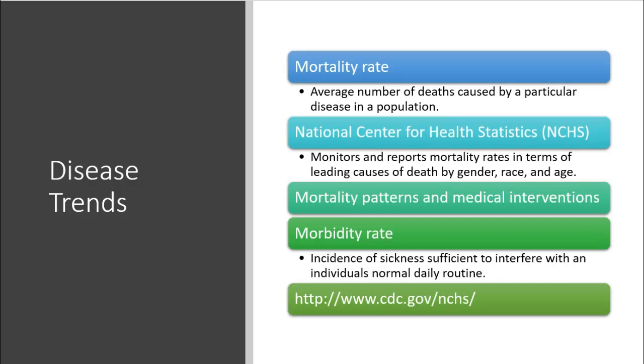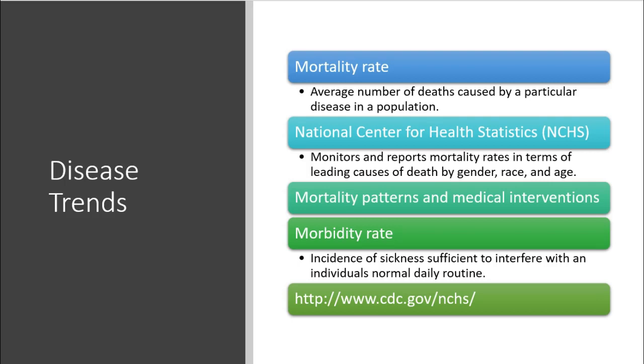All right, so when we talk about disease trends, usually we're talking about mortality rates. So it's the average number of deaths caused by a particular disease within a population. So the NCHS, National Center of Health Statistics, keeps track of all of that. So they monitor and report mortality rates in terms of leading causes of death by gender, race, and age.